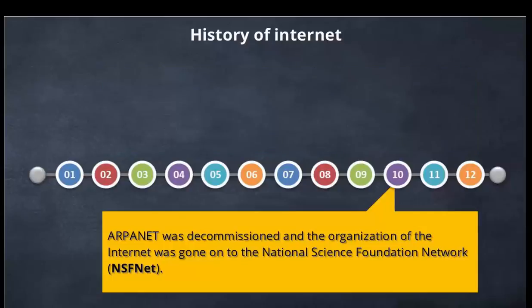ARPANET was decommissioned, and the organization of the Internet was passed on to the National Science Foundation Network, or NSF-Net. It was a system of facilitated developing activities supported by the National Science Foundation, or NSF, starting in 1985 to promote advanced research and education networking in the United States.